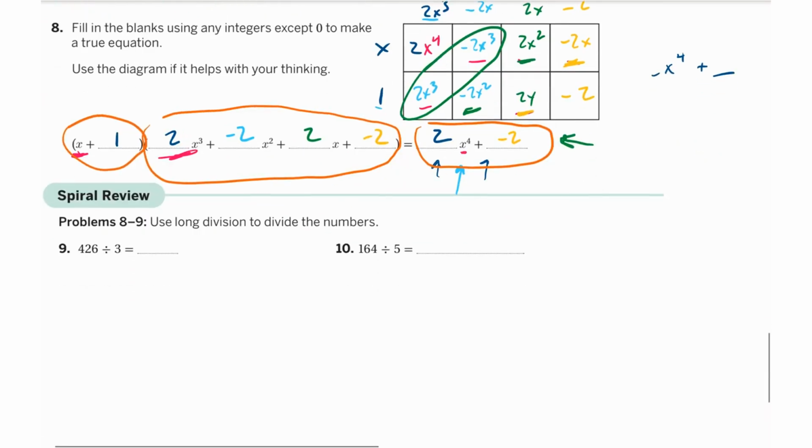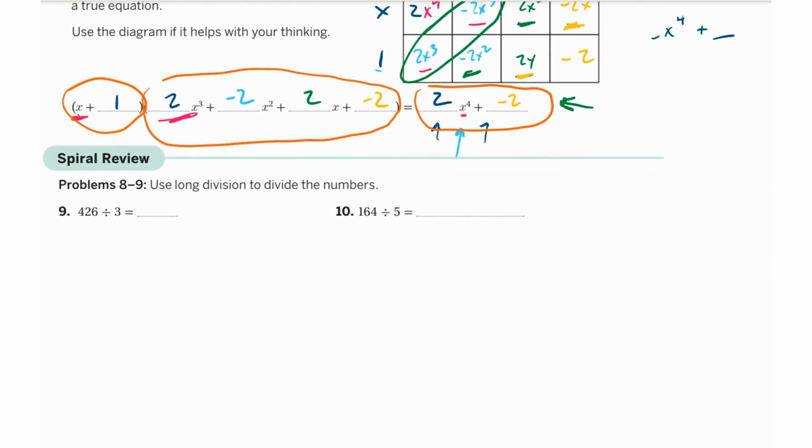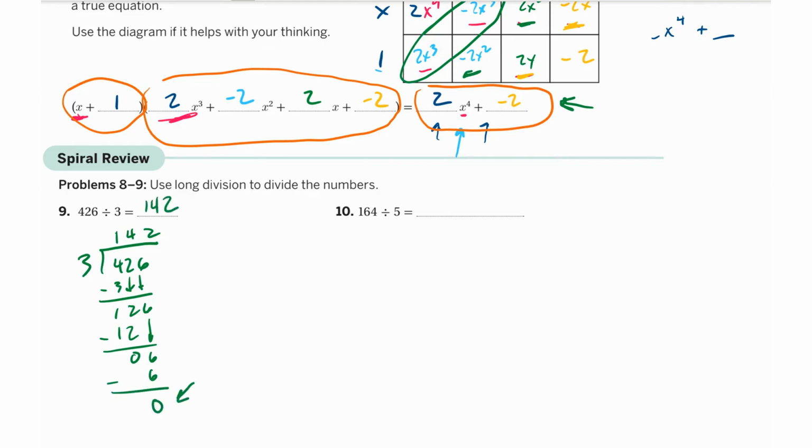All right, problems 8 through 9. Use long division to divide the numbers. So 3 into 426. That goes in once. Then I subtract, and then I bring down the other two numbers. 3 goes into 12 4 times. 12, subtract, 0, bring down the 6. 3 goes into 6 2 times, so I end up getting 6, no remainder, which means that my solution here is 142.